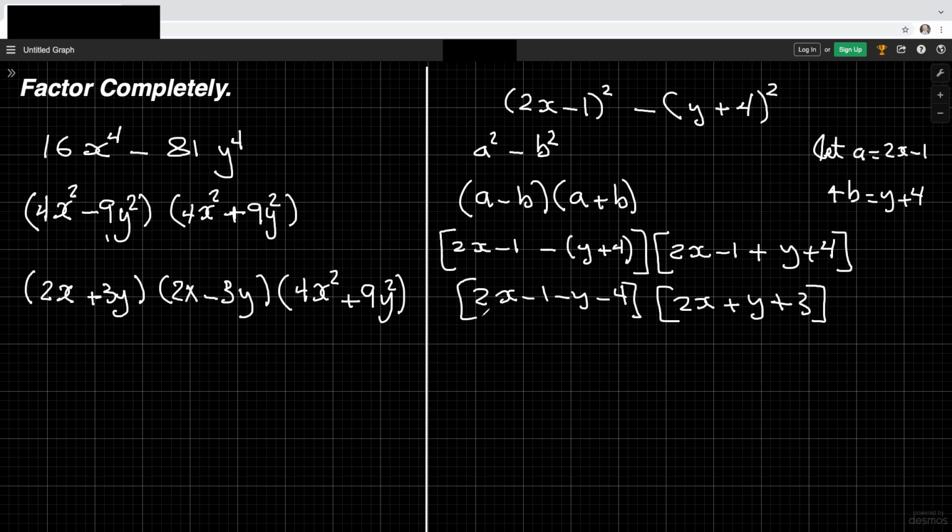And that's that. And this here, we're going to rewrite this as 2x minus y. Negative 1 minus 4 is negative 5. And then this here, we'll just rewrite it again. And this is how you factor that one.